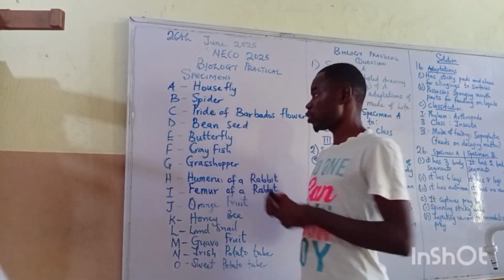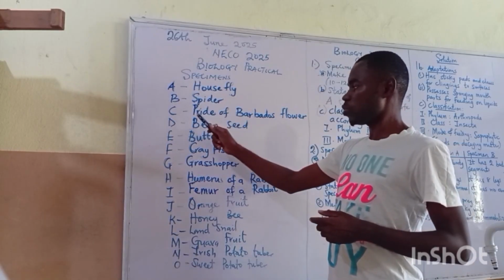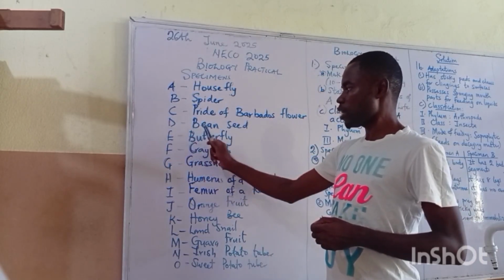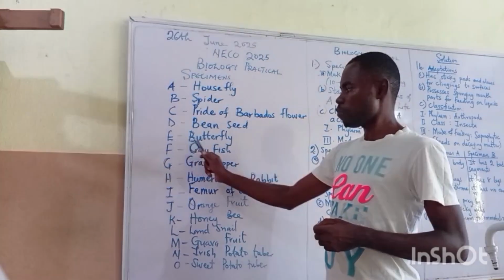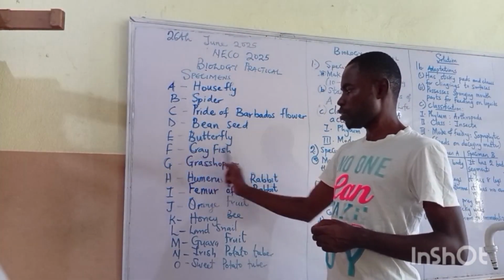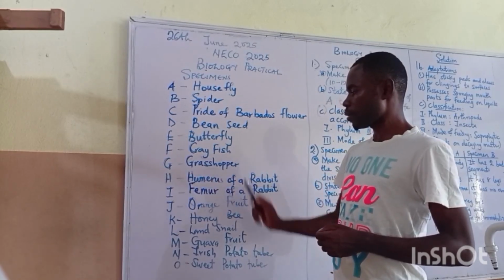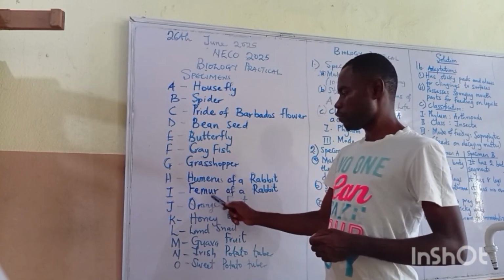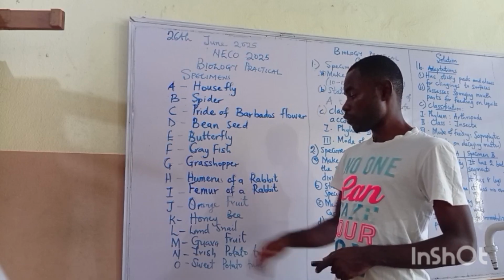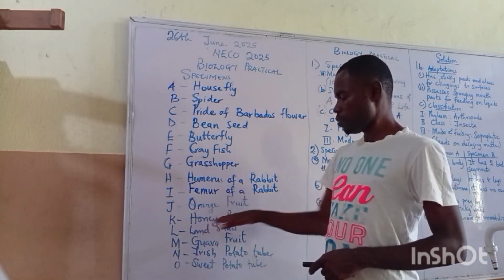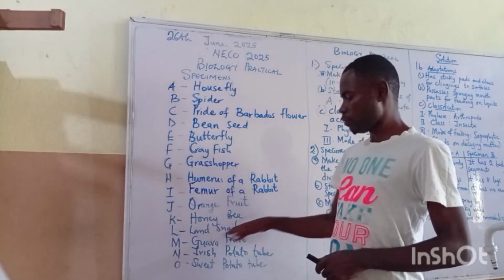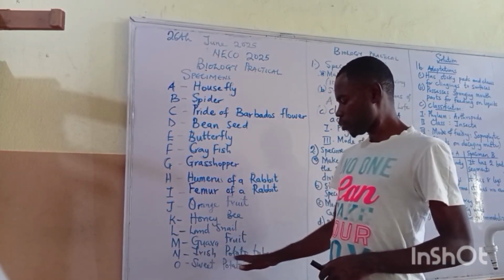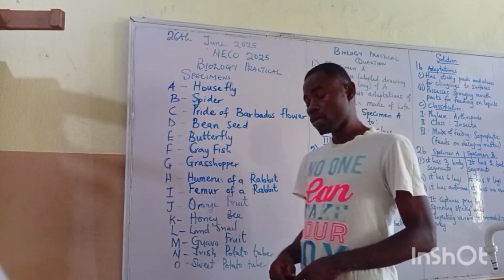We have housefly as specimen A, spider as specimen B, pride of Barbados flower as specimen C, for specimen D we have the bean seed, specimen E we have butterfly, specimen F we have the crayfish, specimen G we have grasshopper, specimen H we have the humerus of a rabbit, I we have the femur of a rabbit, J we have orange fruit, K we have honeybee, we have land snail for L, M we have the guava fruit, N we have the Irish potato tuber, and O we have sweet potato tuber.